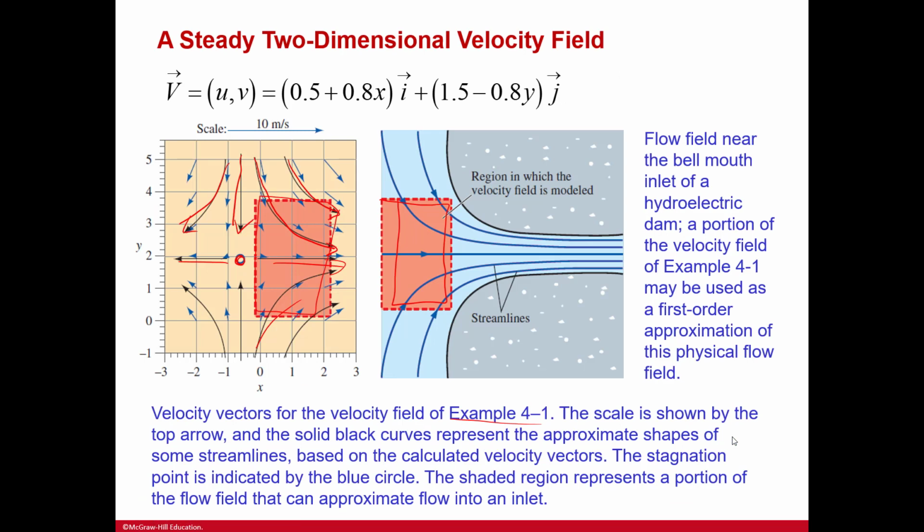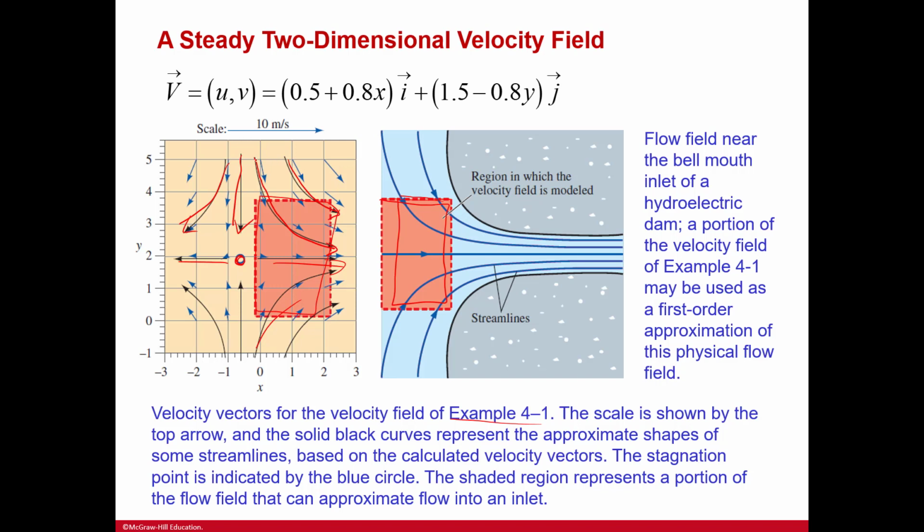Moving on to a velocity field. This is a steady two-dimensional velocity field. You can see that denoted because we are on an XY plane, and we have a scale here of 10 meters per second. It just lets you know what we're looking at. So what we're looking at here between these two is this control field, right?